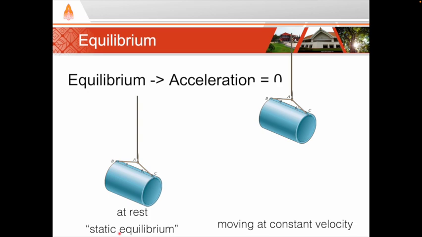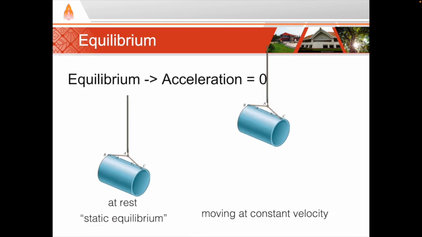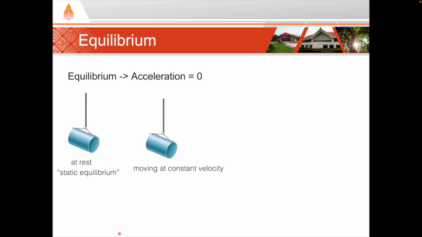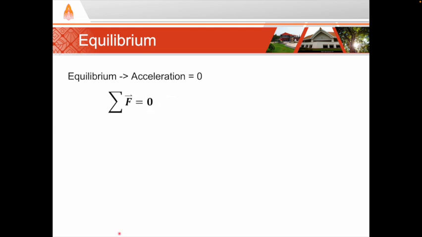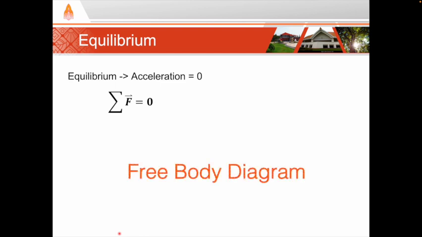If an object is not accelerating, it means the sum of all the forces acting on the object is zero. This equation is very useful to us. However, to use it, we have to first identify all the forces acting on an object. We do this using a free body diagram. A free body diagram is a drawing that shows an object and all the forces acting on the object. Here is how we do it.